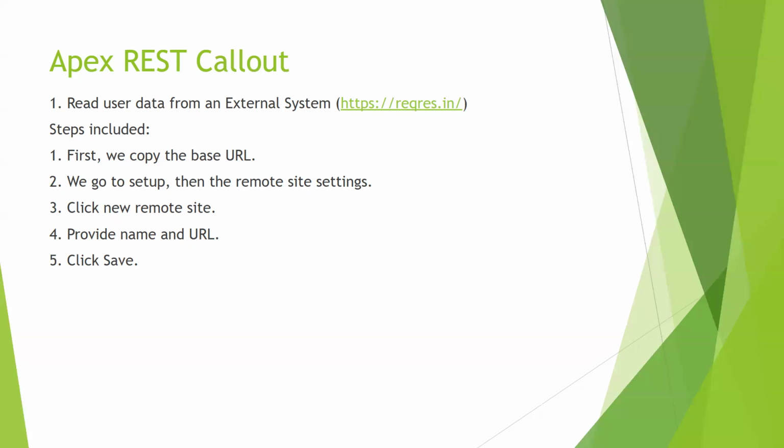Now we are doing testing in the sandbox. We are pulling the data in the sandbox. Then we need to use a remote site setting for testing purposes only. Remember, whenever we are deploying from sandbox to UAT or UAT to production, then we have to use named credentials, not a remote site setting. The remote site setting is for testing purposes only.